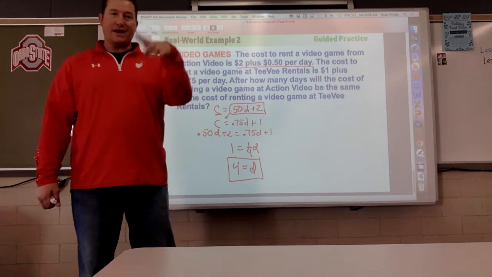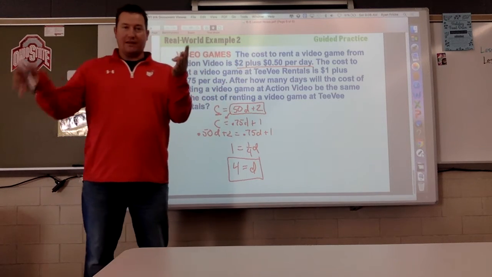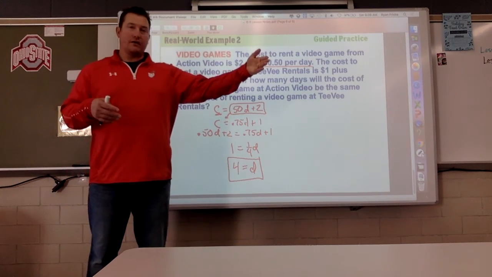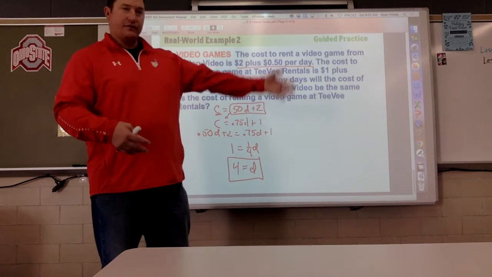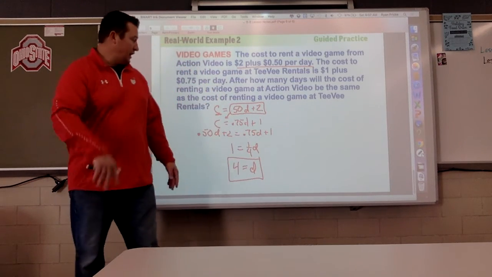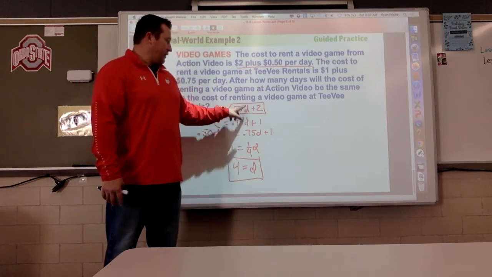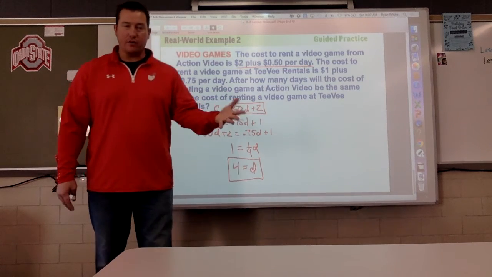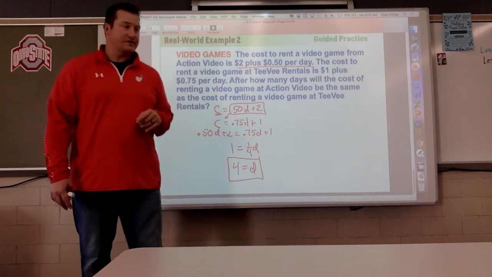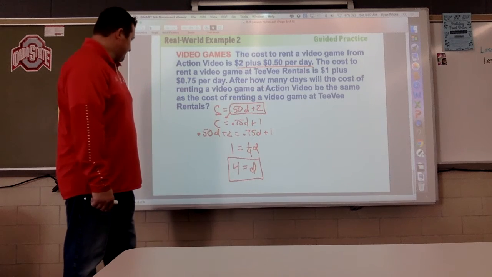So it says, how many days is it going to be before they have the same cost? So if you rent for 4 days, they're the same price. If you rent less than that amount or longer than that amount, one of them will be less expensive. The other will be more expensive. If you're not sure which one, take the number 3, throw it in there. You'll figure out which one is less expensive or more expensive in this case. Okay, that's all I got.